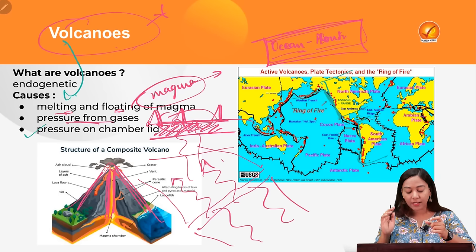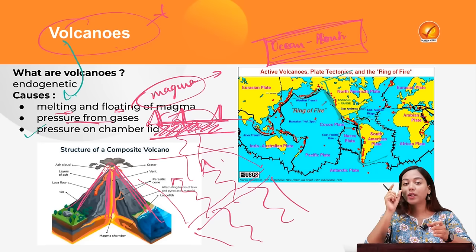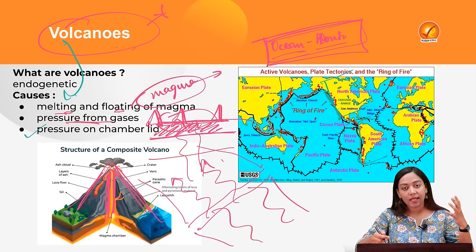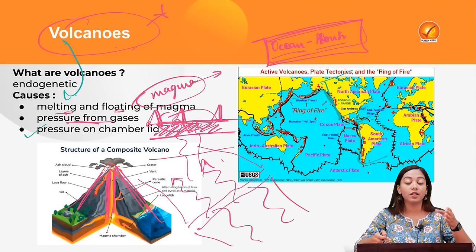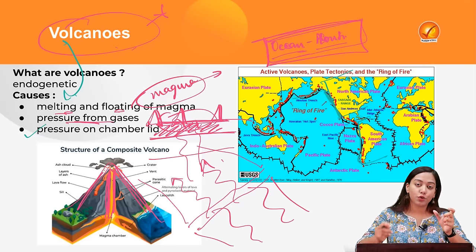Like South American plate and North American plate, I've already told you that volcanoes mostly take place wherever there is ocean and continental plate colliding. That is why in the Himalayan belt, you are seeing plate tectonics happening, but because this is a CC or continent to continent collision, therefore you will see earthquakes but not volcanoes. So please understand, it should be an OC collision.